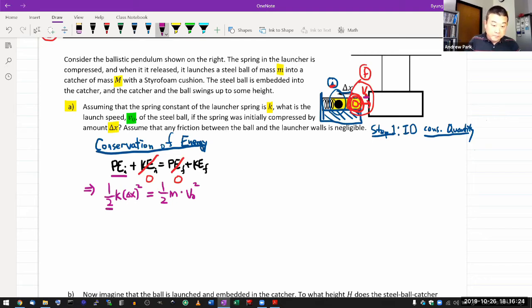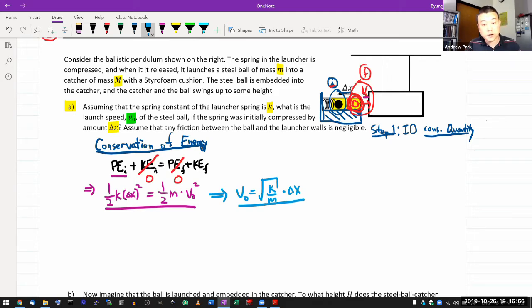That's your starting point, and I think most people in the class can do the algebra. So let me just write down the final answer here. When you solve for v, the launch speed of the ball is equal to the square root of k over m times delta x. And if you have the time during the exam, you can do dimensional analysis to make sure that the units work out.